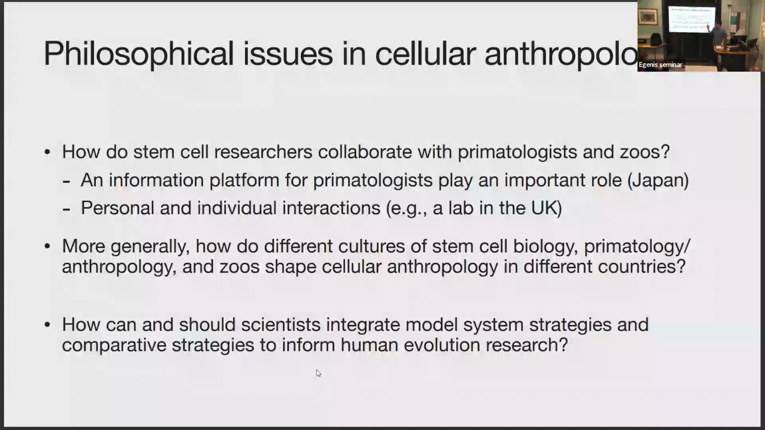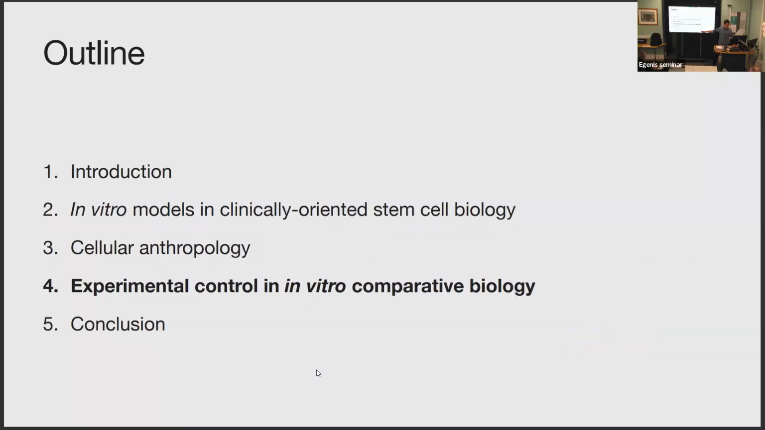Another more theoretical, philosophical question is how can and should scientists integrate model system strategies common in stem cell biology and comparative strategies common in evolutionary biology to inform human evolution research? The remainder of this presentation focuses on a specific issue related to this question, namely experimental control in in vitro comparative biology. I'm aiming at a 15 minute talk. I'll do my best. I still have 15 minutes.